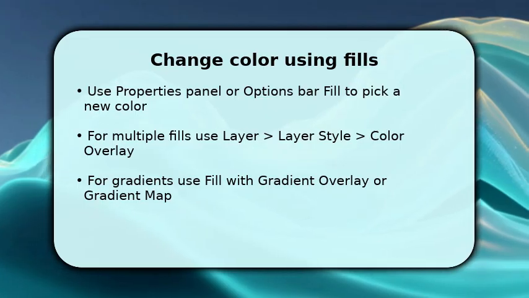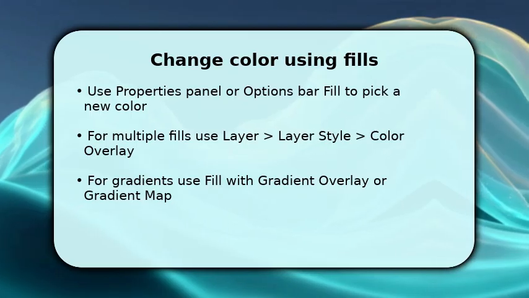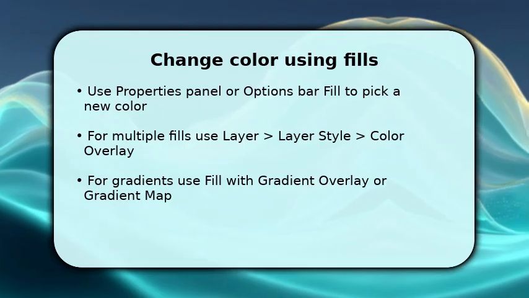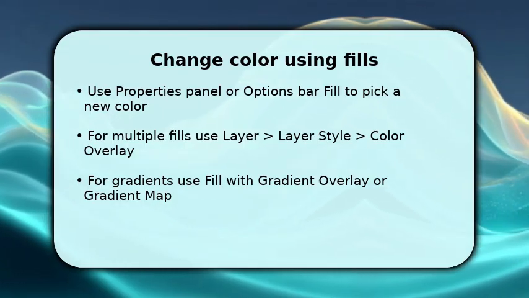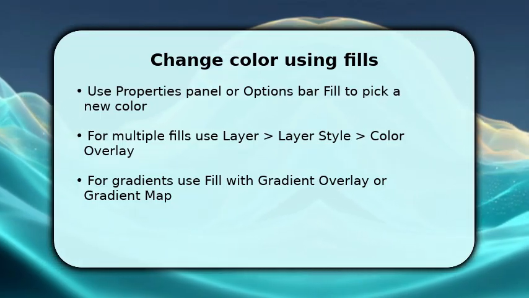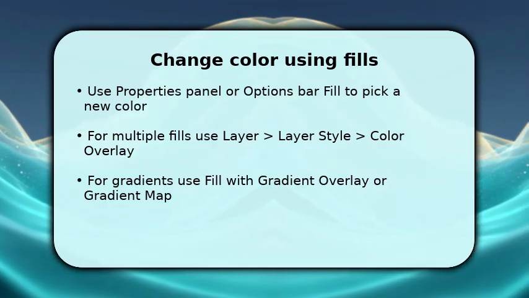That updates instantly. For more control, add a color overlay in Layer style, then set blend mode and opacity to taste. If you need a gradient or multi-tone look, apply gradient overlay or a gradient map adjustment clip to the shape. These methods keep the vector crisp and let you tweak color non-destructively.